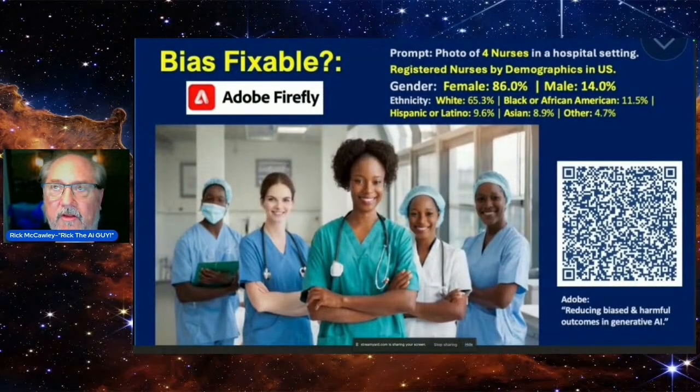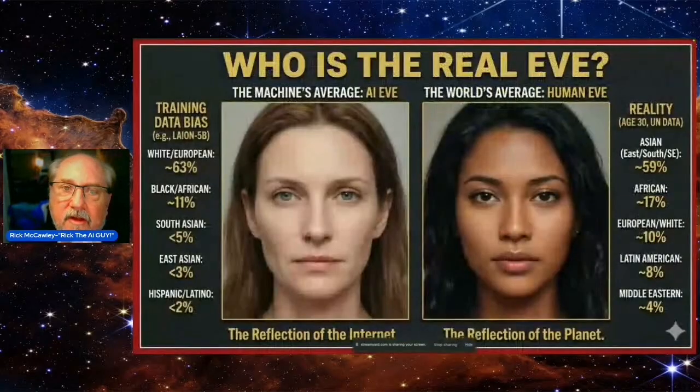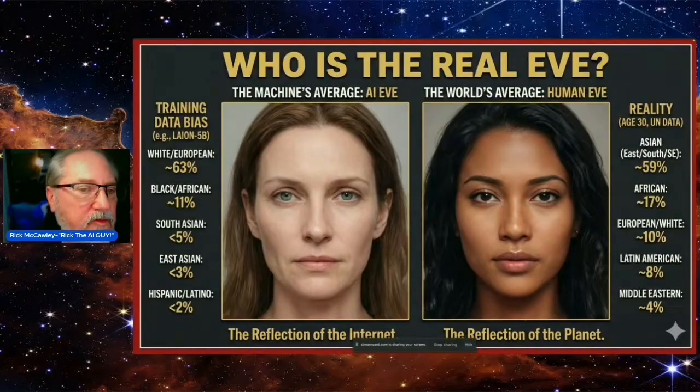So you saw that it's fixable. Adobe showed that it's at least engineerable out, so it at least closely looks at the demographics, and that is a problem, right? So here on the left is the AI Eve. So this is the training data that gave it the bias that it's only seen that.